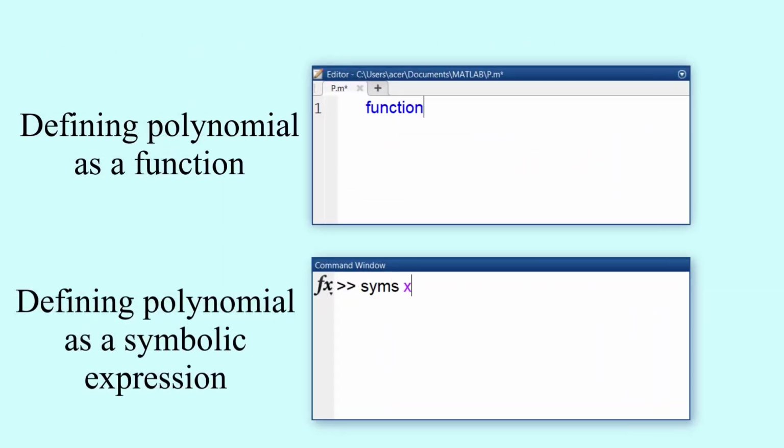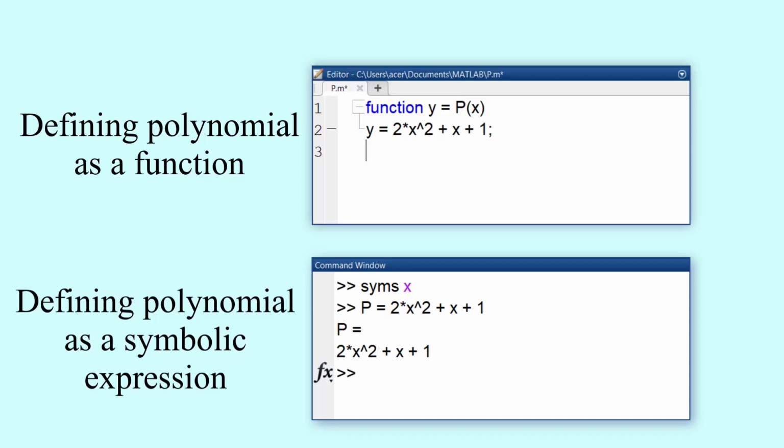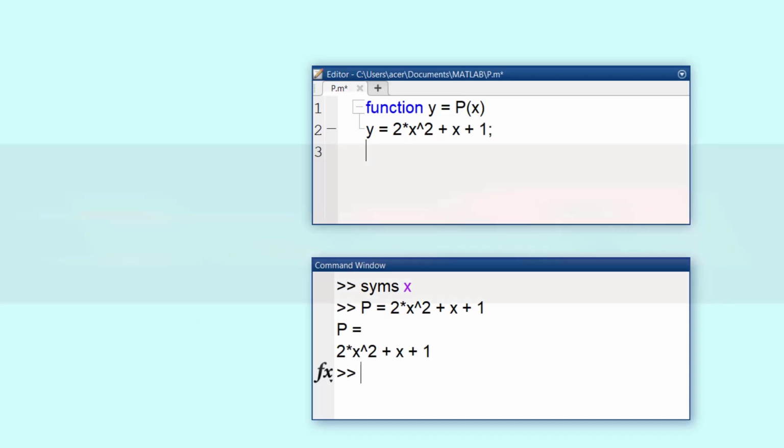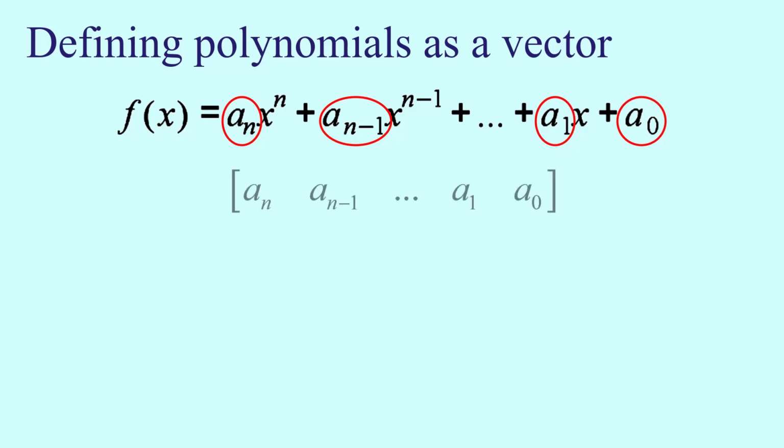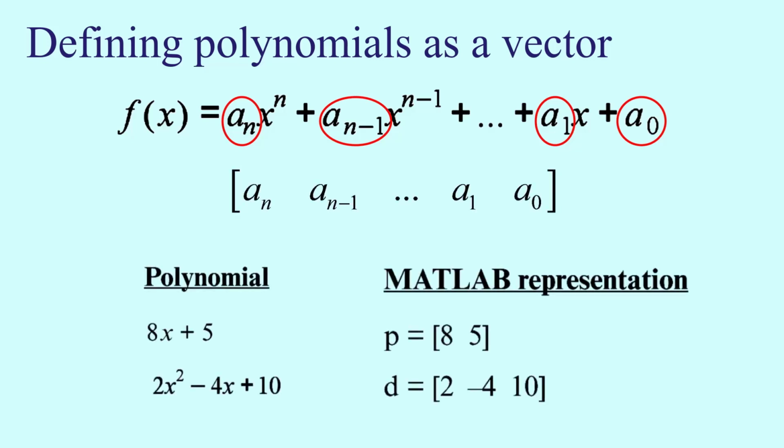You can define any polynomial using a function in MATLAB or using symbolic expressions. But there is a special way for defining them as a vector. As you can see, to define a polynomial, you only need the coefficients, and these coefficients can be stored in a vector. These are a few examples of defining a polynomial in MATLAB.